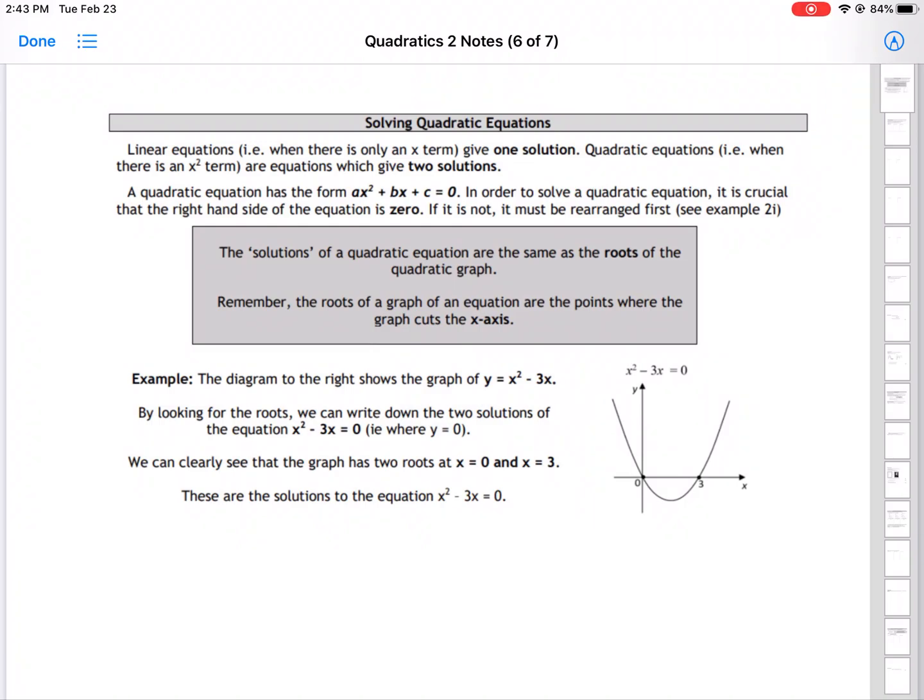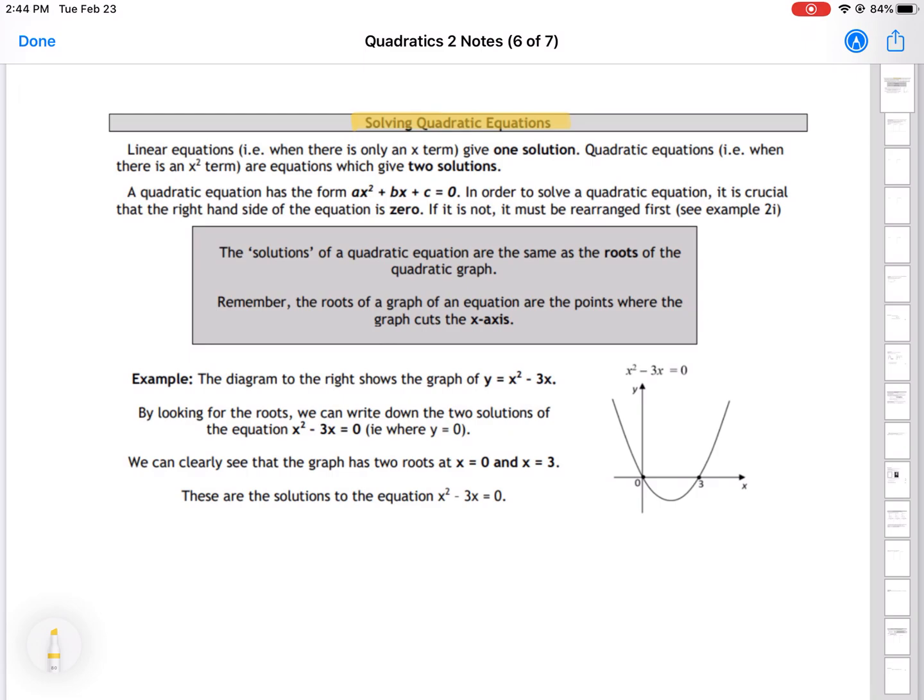Hi everyone, this is a video going through the Quadratics 2 notes in Unit 5 of the Nat 5 Maths course. What we are looking at for the bulk of this topic is solving quadratic equations. You can see that's the top heading up there.